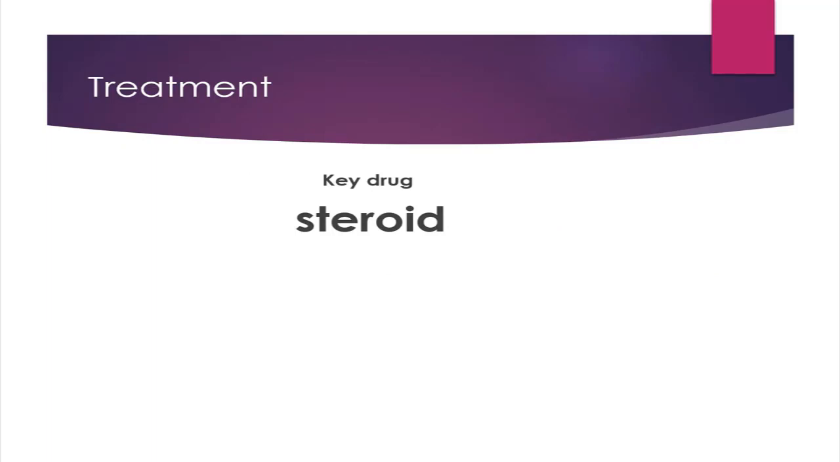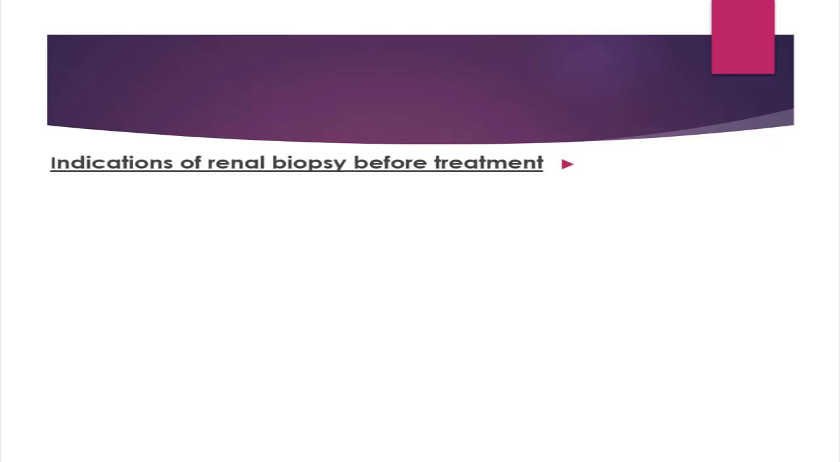The key drug treatment is the steroid. Steroids, as we know, have many side effects. So the steroid should be given in a specific way and decreased in a specific way. Before we talk about the treatment, is there an indication for a biopsy to see whether it is minimal change or sclerosing that is causing damage to the kidney?